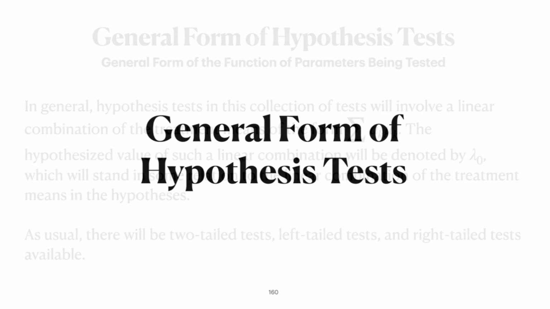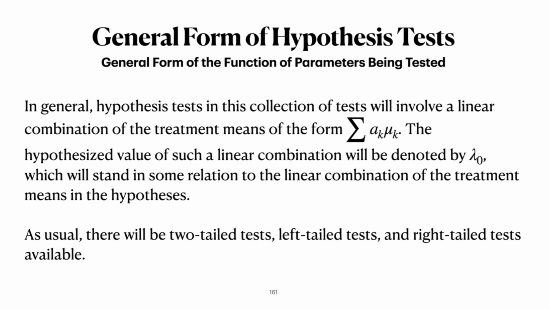So let's first look at the general form of the hypothesis test that we're going to be looking at in this lecture. In general, hypothesis tests in this collection of tests will involve a linear combination of the treatment means of the form given here, a sum of a sub k times mu sub k, k ranging from 1 up to p, where p is the number of treatments.